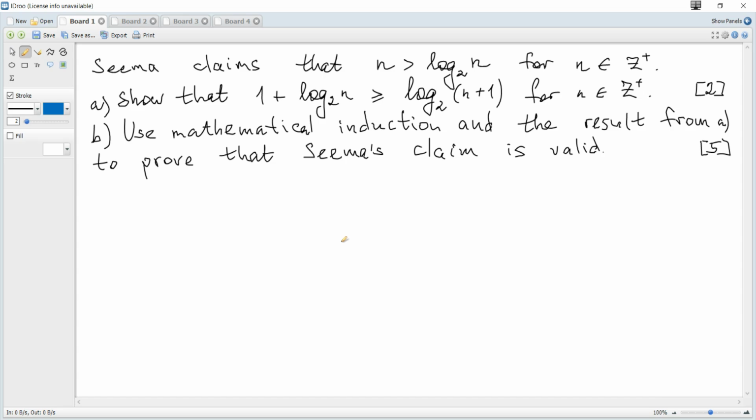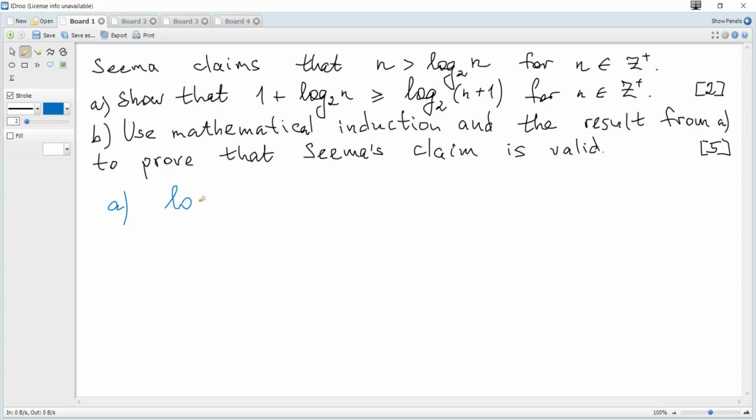Sima claims that n is greater than log to the base 2 of n for n a positive integer. Question A: show that 1 plus log to the base 2 of n is greater than or equal to log to the base 2 of n plus 1 for n a positive integer. Let's consider the expression on the right. Why? Because it's easier to compare something with 0.